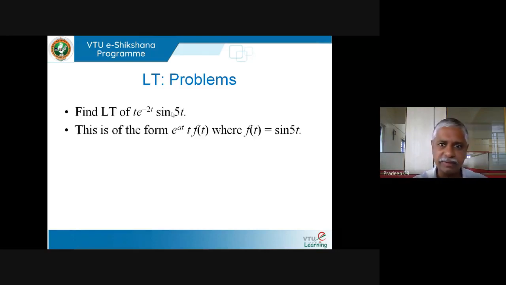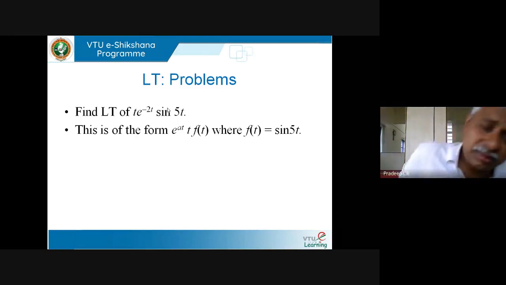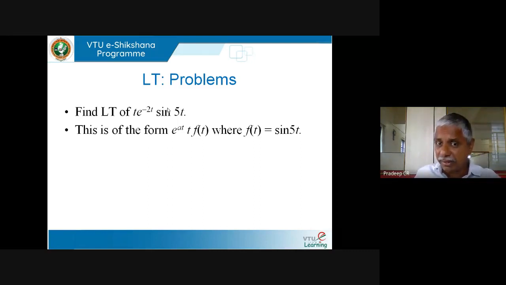Examiners love this kind of thing where you're convolutedly asking the same thing twice. So this function t e power minus 2t sine 5t is e power at into t into ft. Of course, in any case you have to find the Laplace transform of sine 5t, then replace s by s plus 2 and then differentiate. But if you differentiate earlier, it is better, because once you replace s by s plus 2, the expression will look more complicated. To differentiate that is the same thing, but you need to put in more effort.